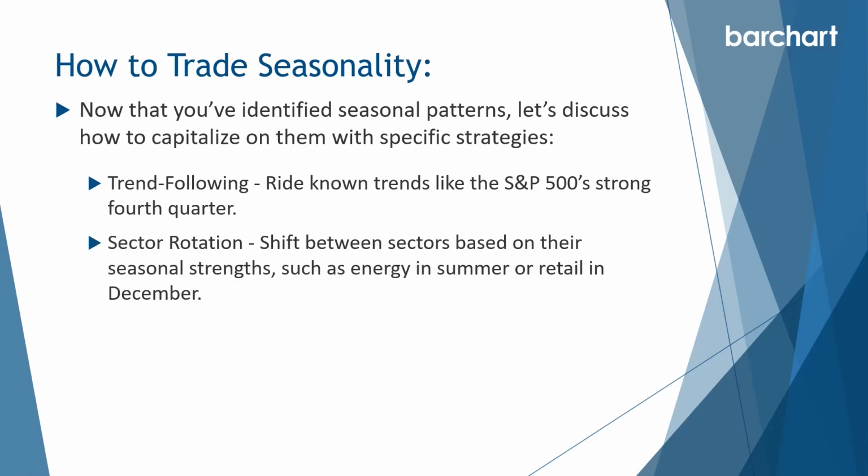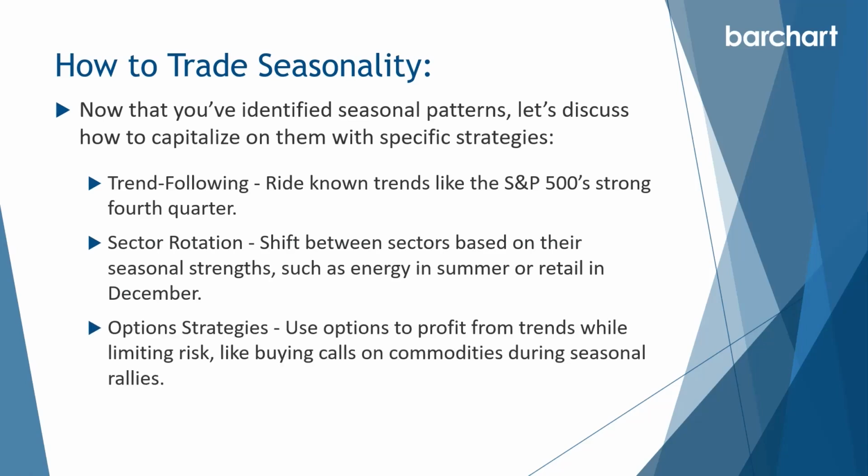Sector rotation, so shift between sectors based on their seasonal strengths, such as energy in summer or retail in December. And we can use option strategies as well. So using options to profit from trends while limiting risk, like buying calls on commodities during seasonal rallies, or even buying call options or doing bullish call spreads on tech stocks in early November with a February, March expiration date, and really putting the odds in your favor, having the probability work on your side during that historically positive period for tech stocks.